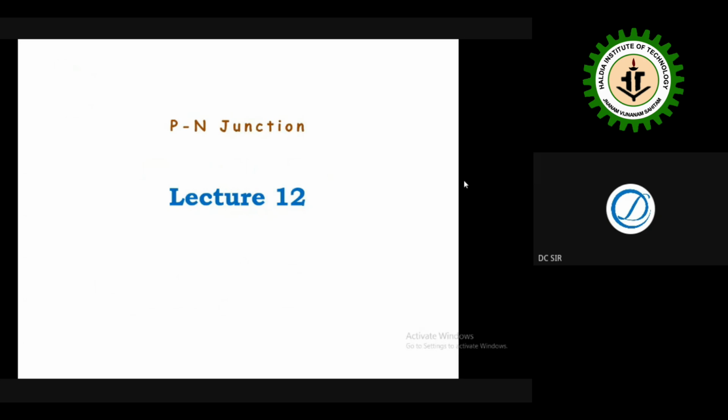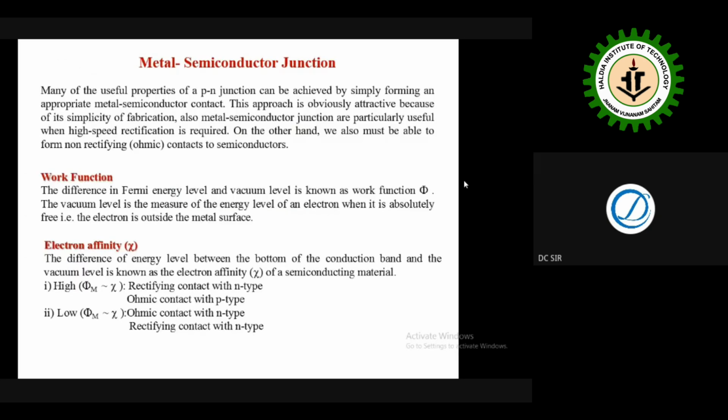The last topic of the PN junction is the metal semiconductor junction. Many of the useful properties of a PN junction can be achieved by simply forming an appropriate metal semiconductor contact. This approach is obviously attractive because of its simplicity of fabrication.